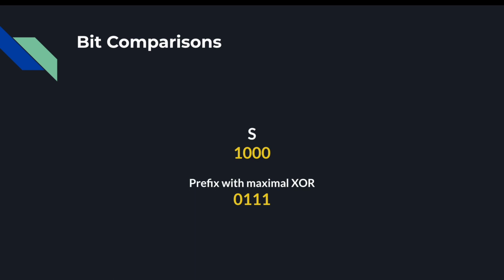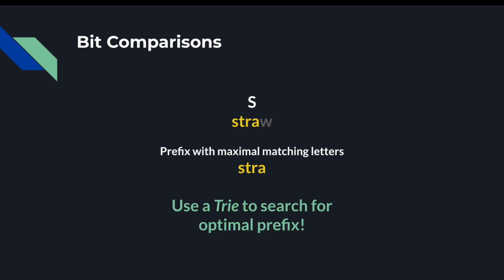Okay, now let's replace these bits with letters. If S were straw and we were prefix searching for a maximal prefix match, then we would first search for an S, then ST, then STR, and then STRA. How would you efficiently search for the maximum matching prefix among multiple strings? Well, you'd use a trie. And that's exactly what we're going to do here.